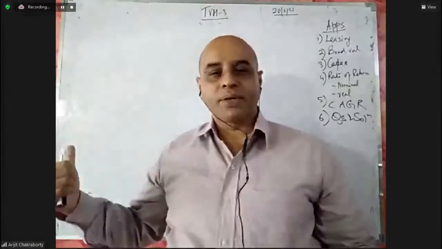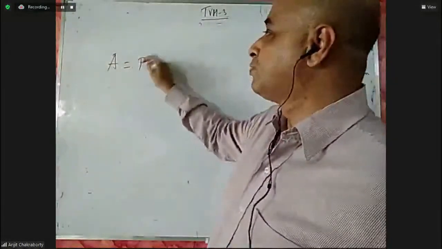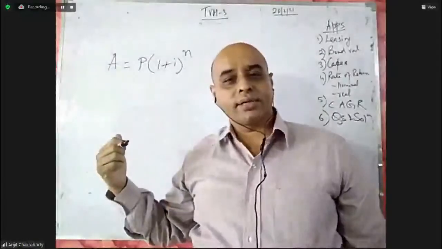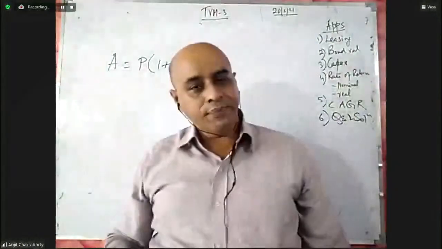Second, we saw the compounding interest formula, right? The amount is always equal to principal into 1 plus i to the power n, where i is the interest rate and n is the number of years. This is the formula for compounding.